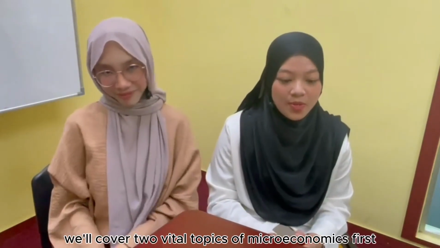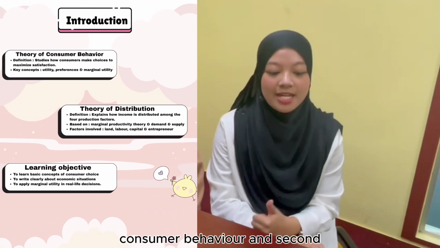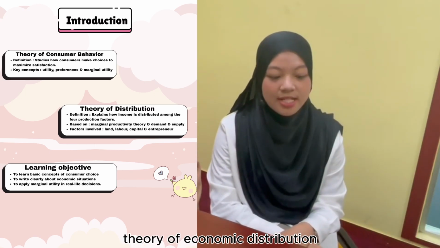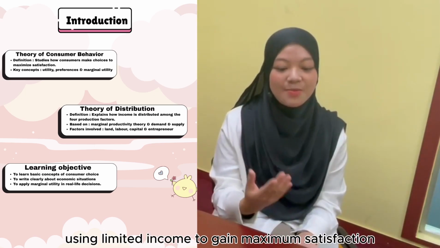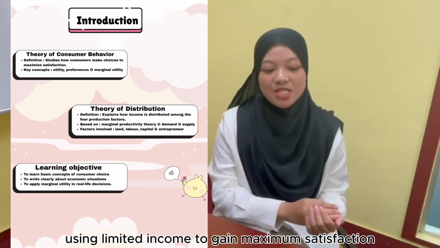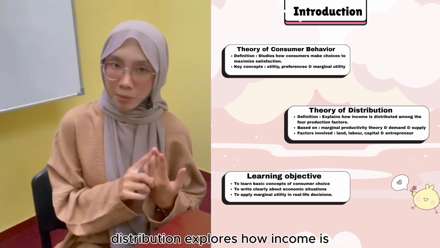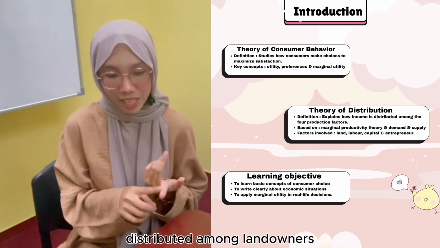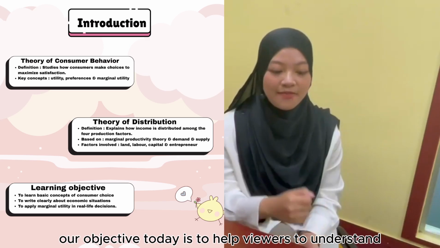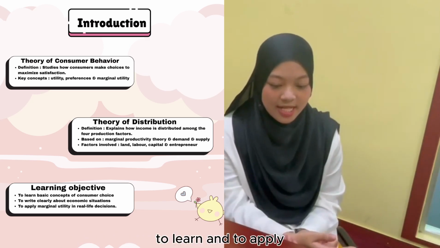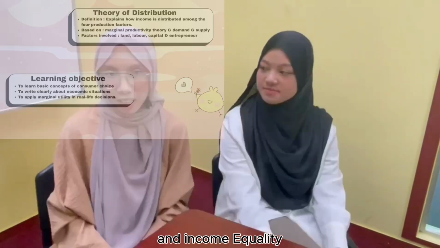Today's episode will cover two topics of microeconomics. First, consumer behavior, and second, theory of economic distribution. Consumer behavior explains how individuals make choices using limited income to gain maximum satisfaction. Meanwhile, the theory of economic distribution explores how income is distributed among landowners, workers, capital owners, and entrepreneurs. Our objective today is to help viewers to understand, to learn, and to apply how these theories affect real-life decisions and income equality. That's right, Myra.